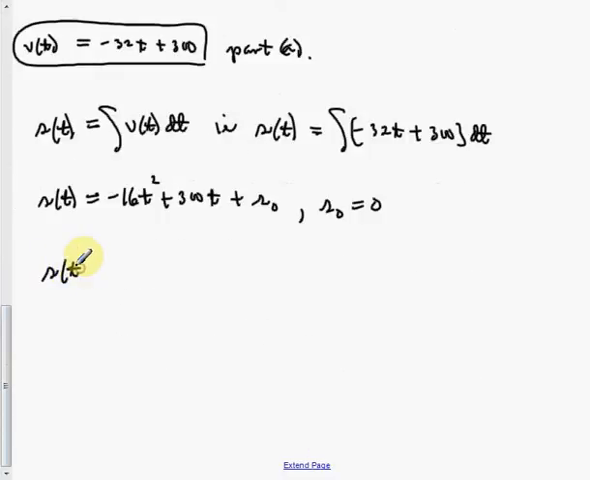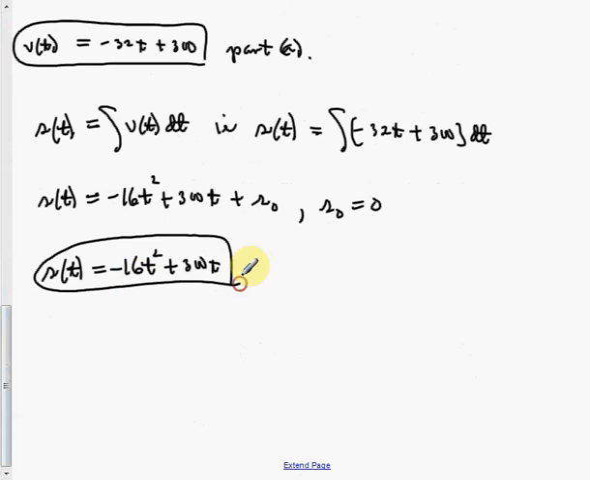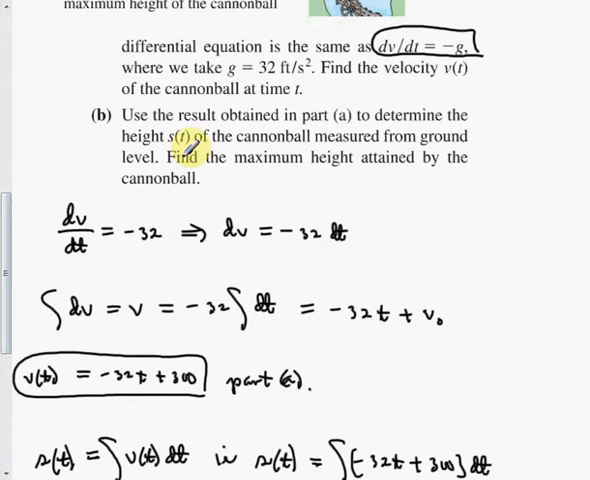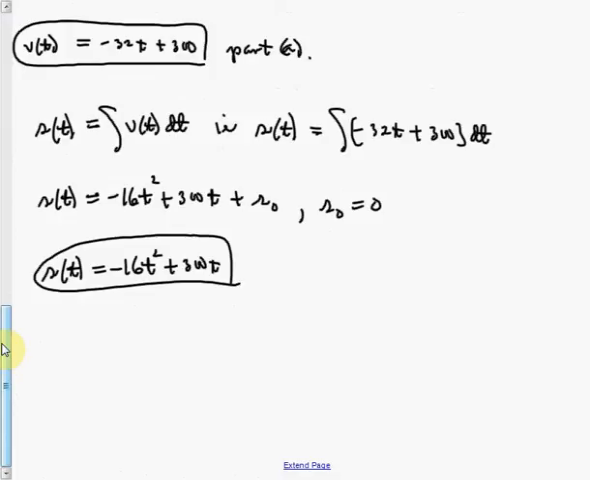So we have s of t is equal to negative 16 t squared plus 300t. Now the question is, find the equation for s of t. We got that. Now find the maximum height obtained by the cannonball. Right? Find the maximum height. Well, to find the maximum height, I need the time associated with the maximum height. Right? I need the time associated.